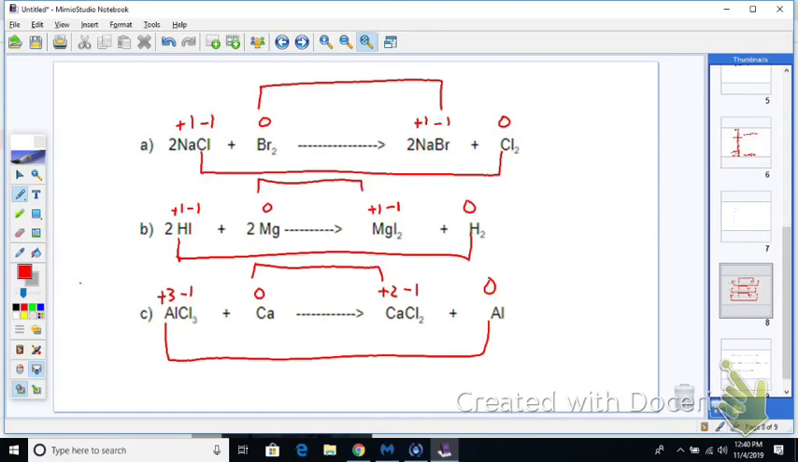Cl's going from a -1 to 0. Bromine's going from 0 to -1. So reduction would be what? Should be bromine going from Br to a -1. What's it doing? It's picking up an electron. It's being reduced. So it's going from Br, it's picking up one electron, and it's becoming Br -1. You guys see that?